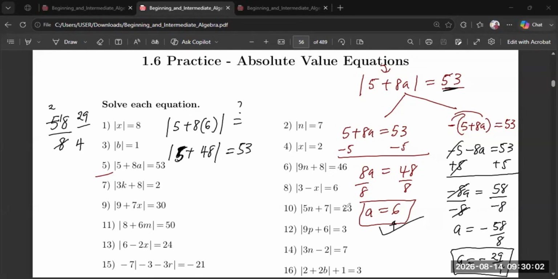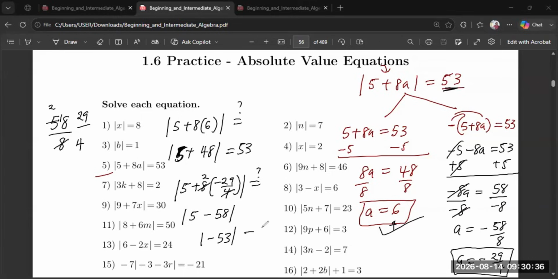Now let us try the other one when a is negative 29 over 4. So we put negative 29 upon 4 here, right? Let's see if that will give us 53. Of course, this 4 can take care of this 8. 8 divided by 4, you have 2. So 2 times negative 29 would give us negative 58, right? Perfect. Now, what do we have? 5 minus 58, that will give us minus 53.